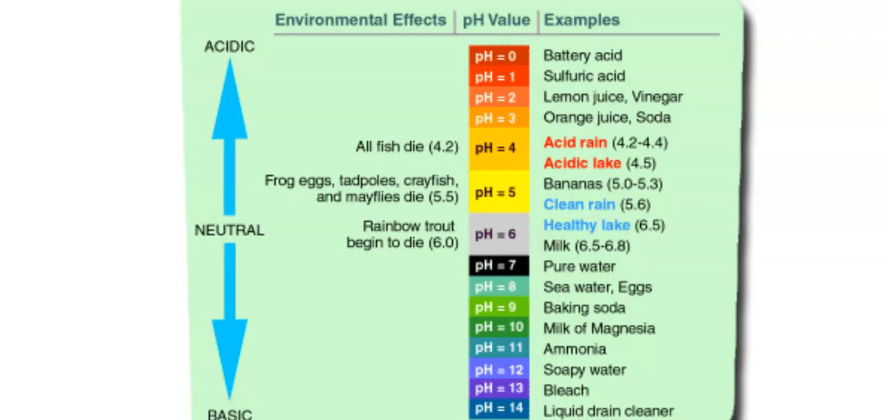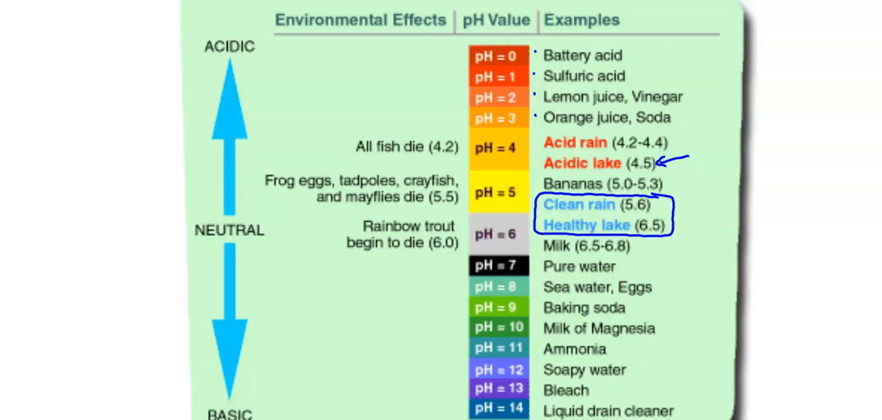It looks like neutral is 6. So when we were looking at central North Dakota and we were coming in at 6.0, we're right here in this nice area of clean rain, healthy lake, all that type of good stuff. And when we were looking at central New Jersey, that was coming in at 4.5, which is an acidic lake. Then you get acid rain. You look at the top, you start getting into the citrus juices, orange juice, lemon juice. And then it starts getting really into sulfuric acid, battery acid, way at the bottom of the acidic side of the scale.